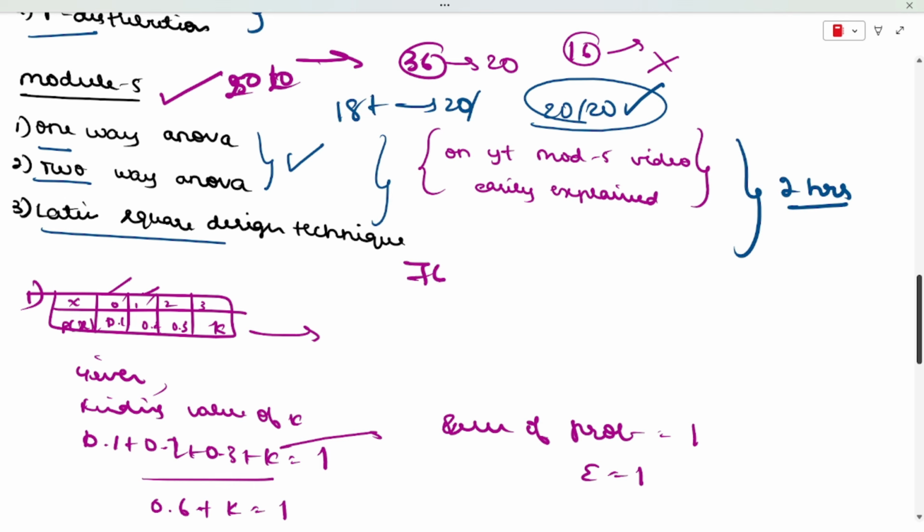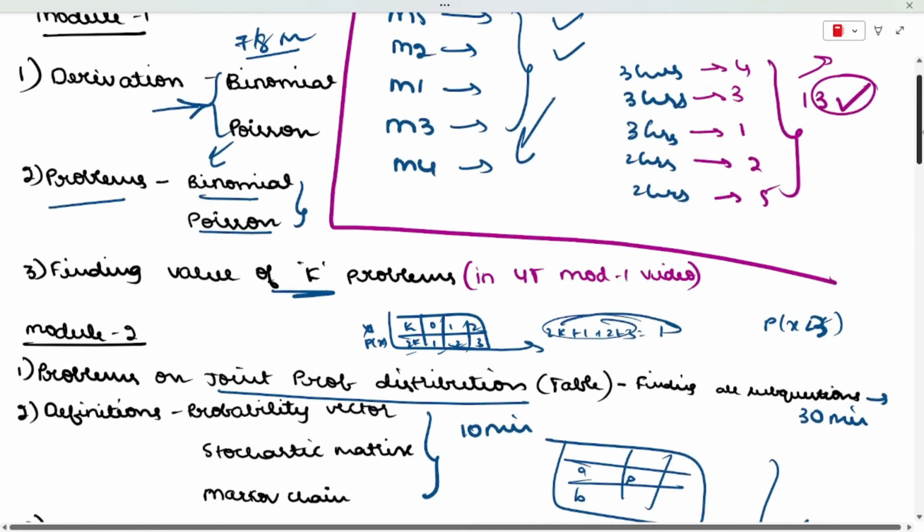So what I'm saying is your target should be 70 plus. Actually it should be 80 plus, but you keep it 70 plus and you will get 80. Okay, for sure you will get 80 if you study these questions, and don't skip any of these.